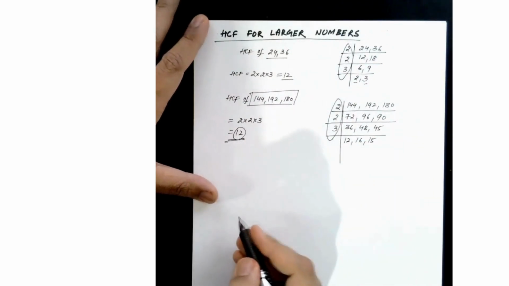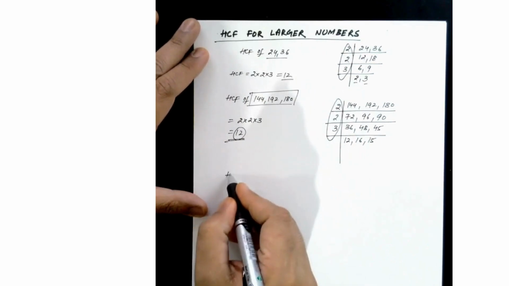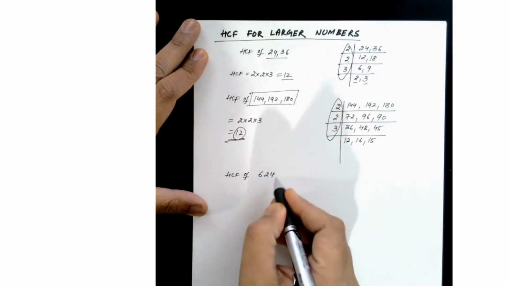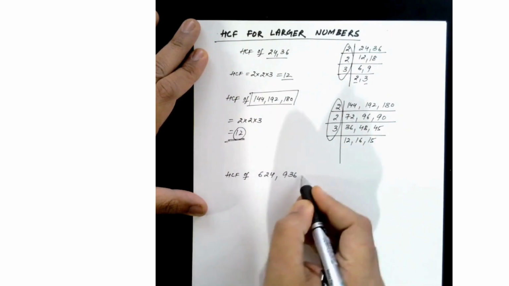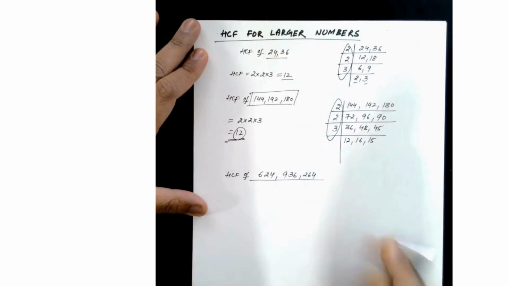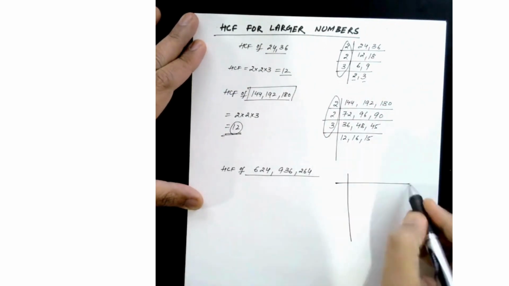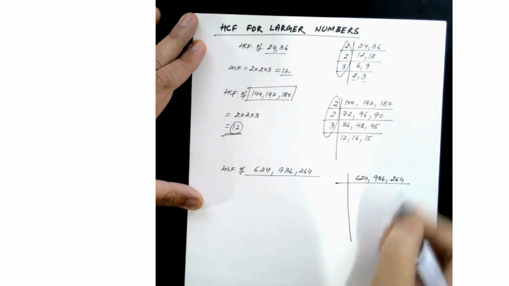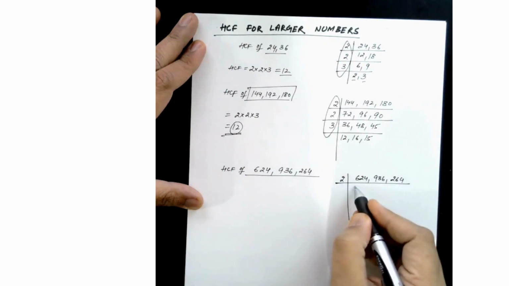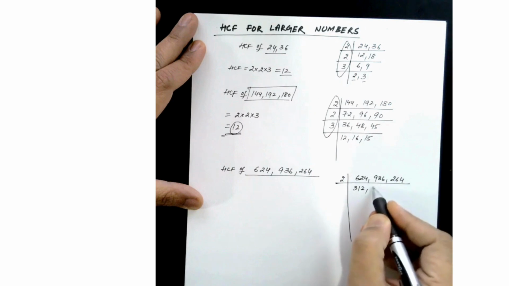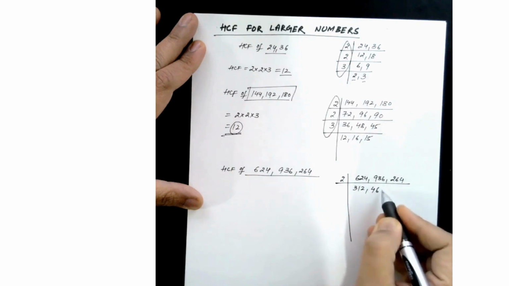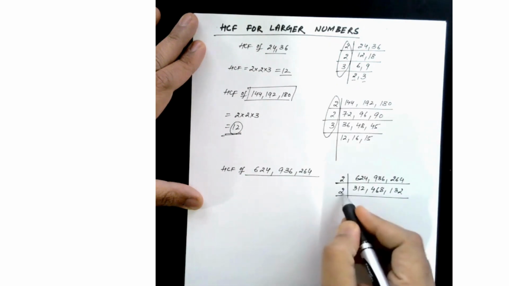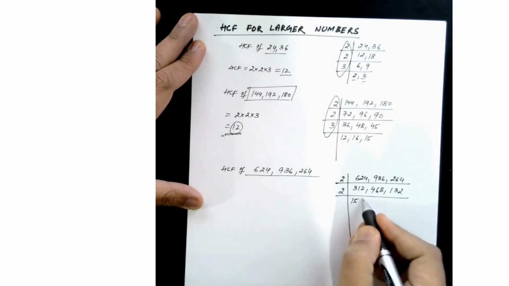So let's take another example. We are taking 3 large numbers here. In the same way we write them all together: 624, 936, 264. So first divide by 2. So this is 312, 468. So we can further divide by 2. So this is 156.